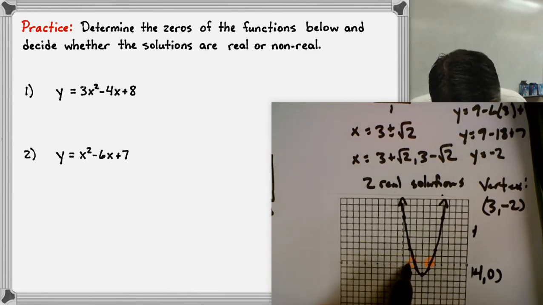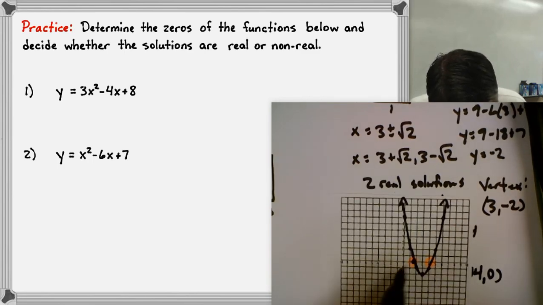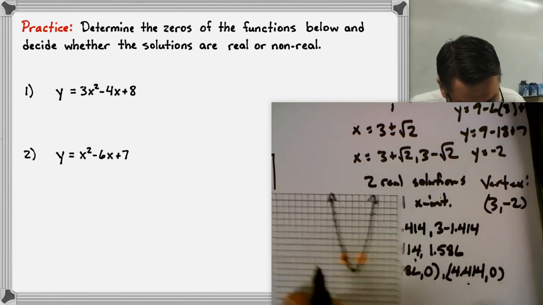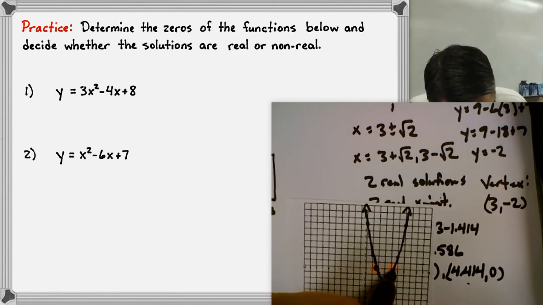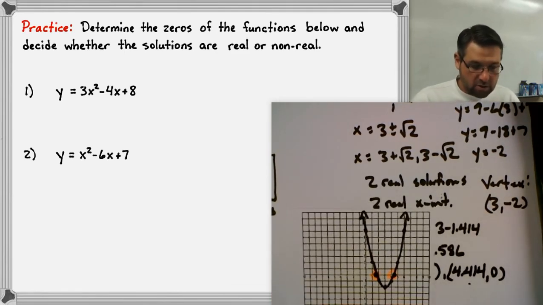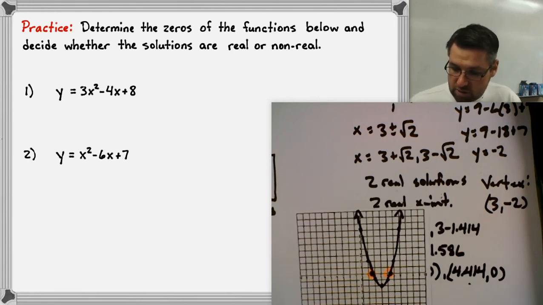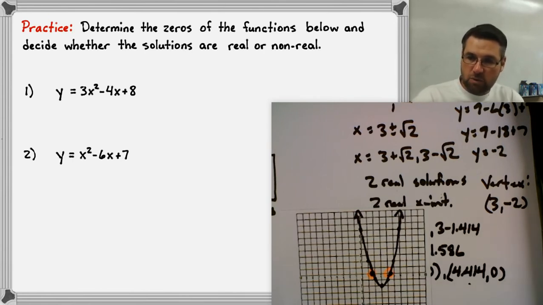Okay, so if we go back to our graph, we should be able to see 1.586. If I go over 1 and about a half, I see my x-intercept. If I go over 4 and about a half, I see my other x-intercept. So here we have two real x-intercepts, two real solutions. All right, that wraps up this video. I hope that gives you good practice with the quadratic formula and recognizing imaginary solutions versus real solutions and what that means on the graph.